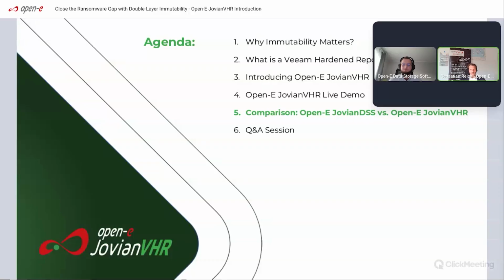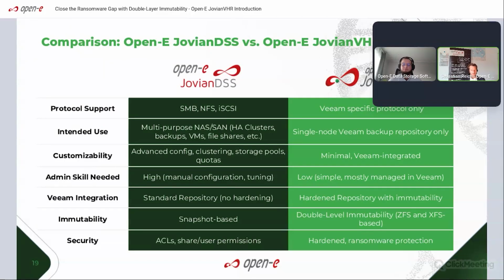Let's take a quick look at our main products, Jovian DSS and also VHR. And here we're gonna take a look at the slide. As Rafael already said, we don't have any protocol support. As you could see in the GUI, everything was grayed out. We could not make an iSCSI target, no NFS, no SMB share. The GUI was so reworked that you can only make a repository for Veeam. So it means it's only a Veeam specific protocol. VHR is designed for Veeam users, of course, in the first instance.